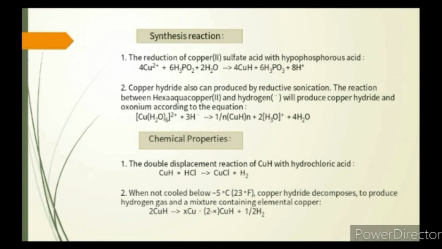Chemical reactions for copper hydride. First, the double displacement reaction of copper hydride with hydrochloric acid produces copper chloride and hydrogen gas. The second reaction is when not cooled below -5 degrees Celsius, copper hydride will decompose to produce hydrogen gas and a mixture containing elemental copper. It is according to the second chemical equation.